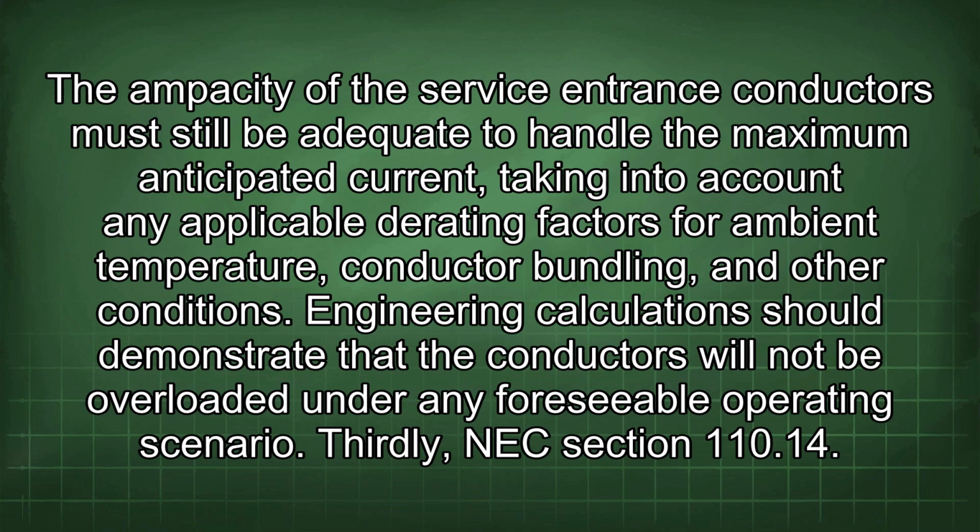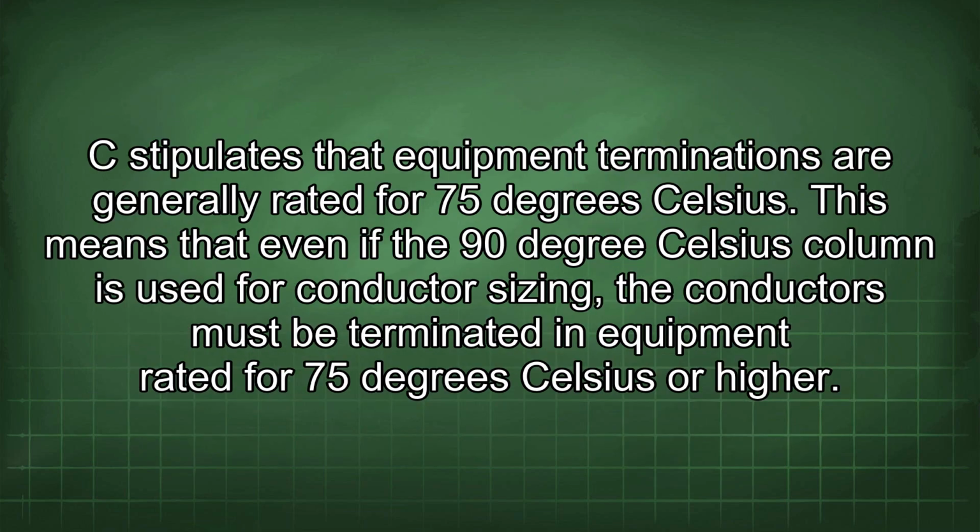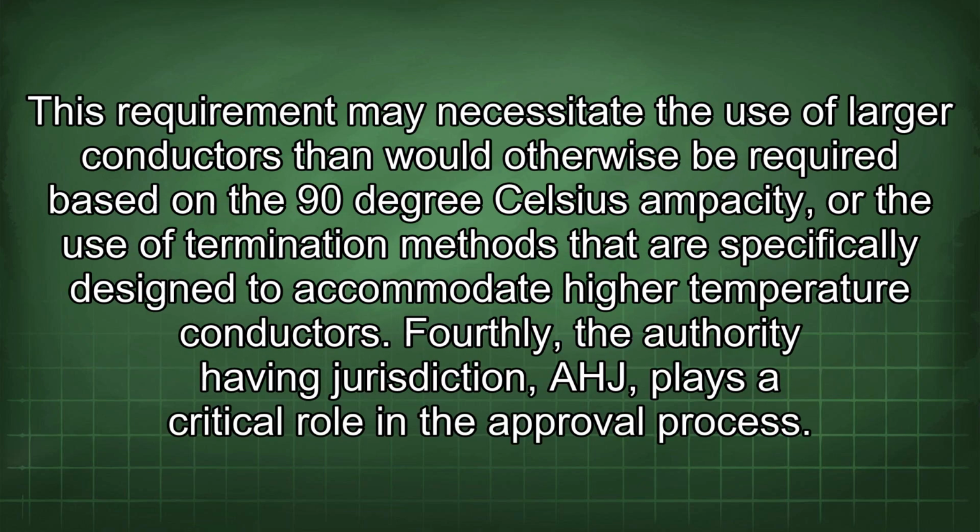Thirdly, NEC Section 110.14(C) stipulates that equipment terminations are generally rated for 75°C. This means that even if the 90°C column is used for conductor sizing, the conductors must be terminated in equipment rated for 75°C or higher. This requirement may necessitate the use of larger conductors than would otherwise be required based on the 90°C ampacity, or the use of termination methods that are specifically designed to accommodate high temperature conductors.